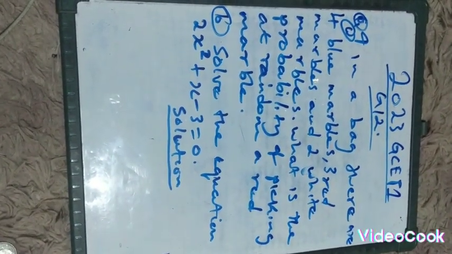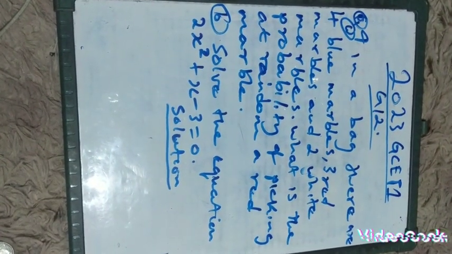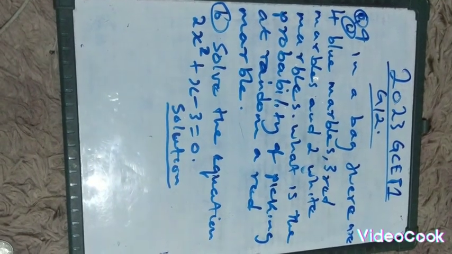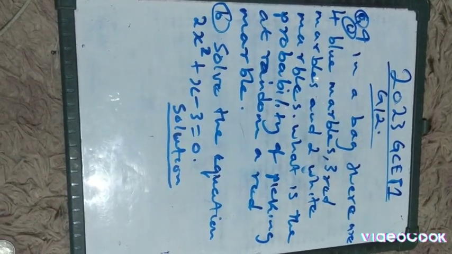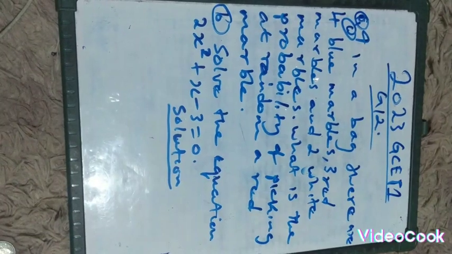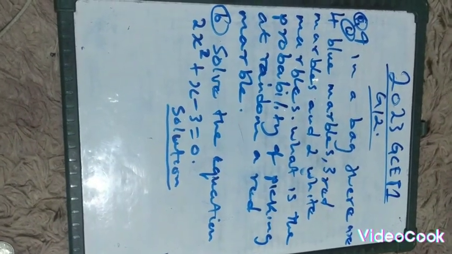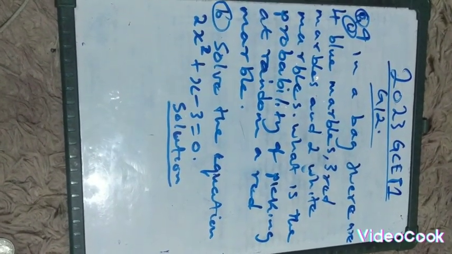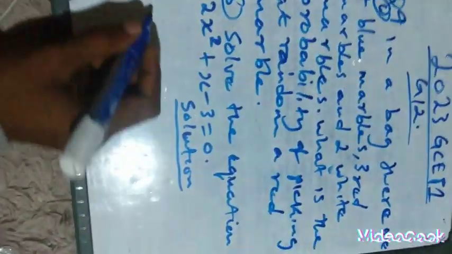We are going to do this question. In a bag, there are 4 blue marbles, 3 red marbles, and 2 white marbles. What is the probability of picking at random a red marble? So we are going to use a formula.